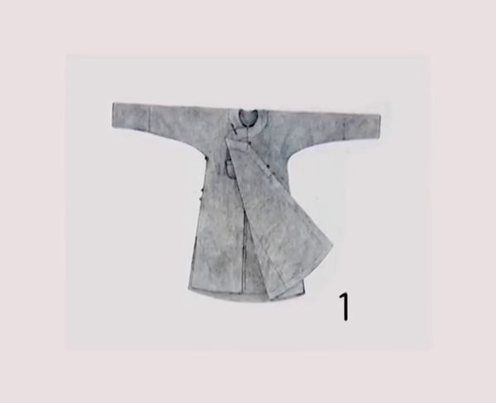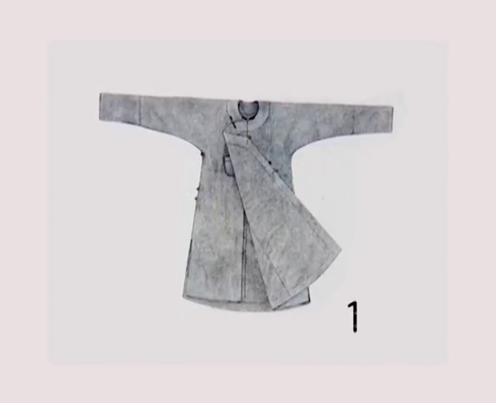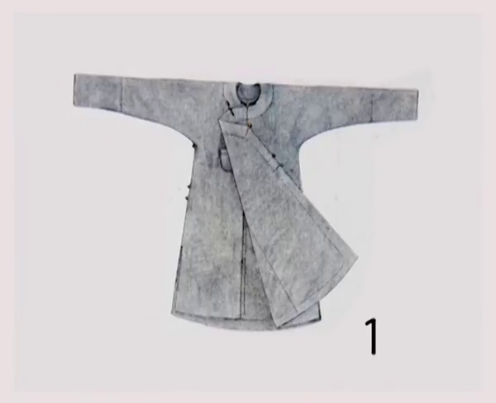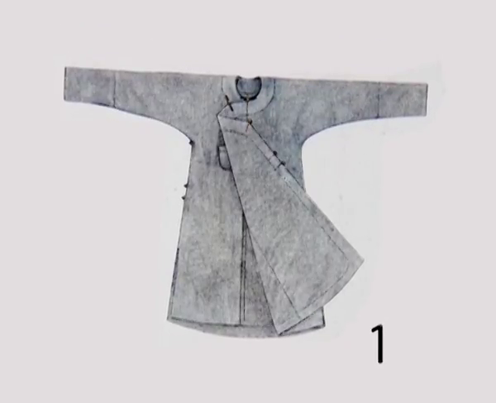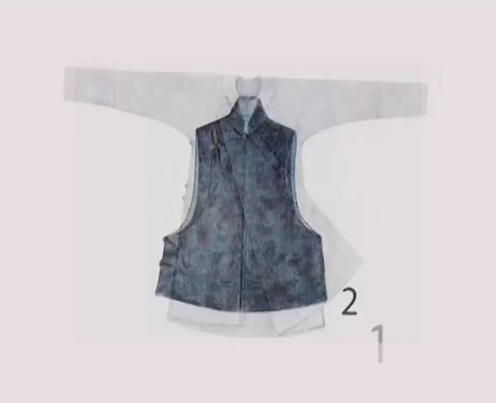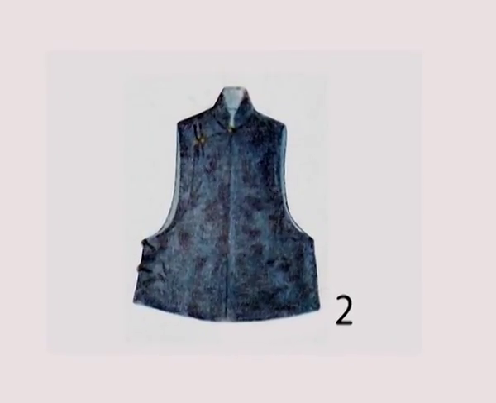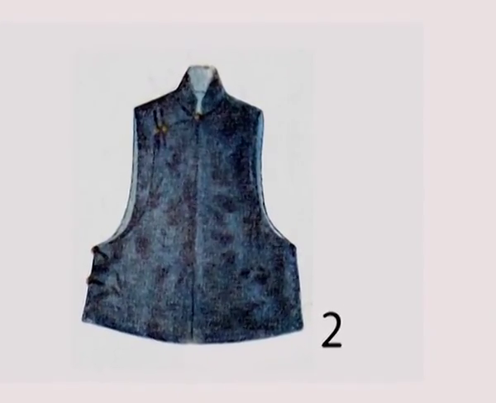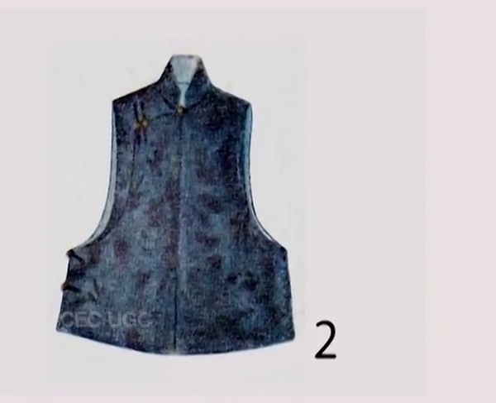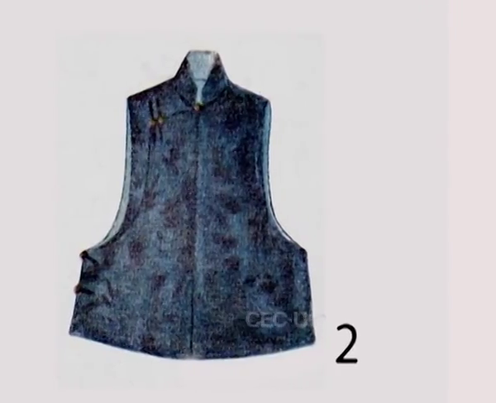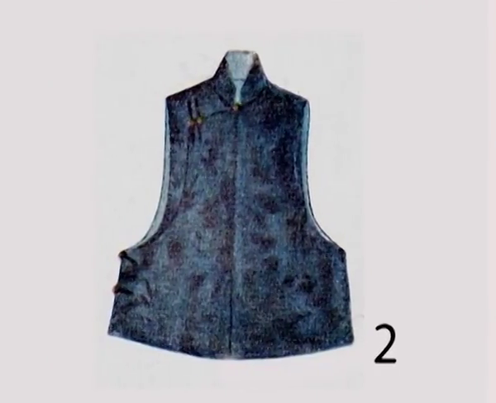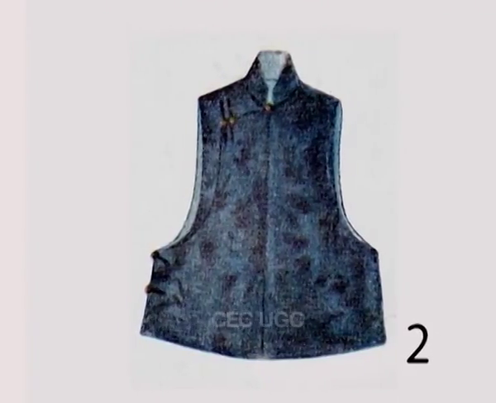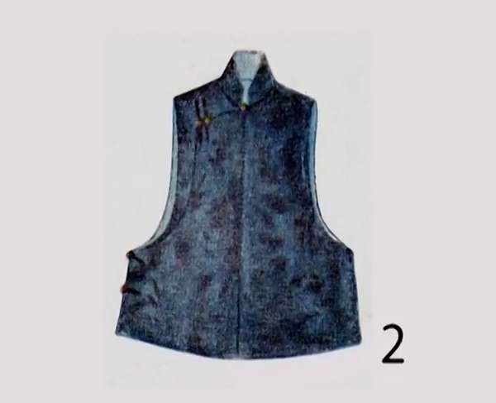Number one, unlined silk men's garment, the hao, fastening on the right hand side with knots and loops. Number two, men's sleeveless outer jacket made of a hard net-like patterned material which shows the light blue silk lining beneath. All Chinese garments have a seam front and back.